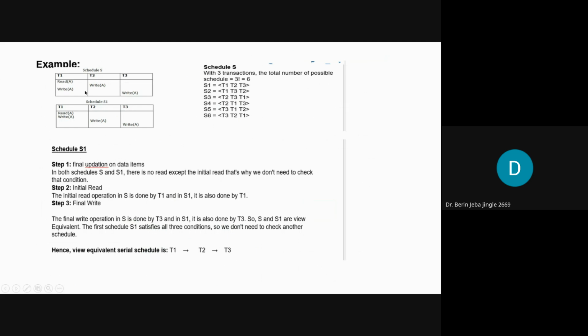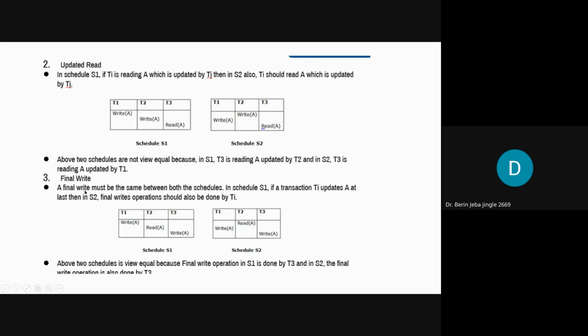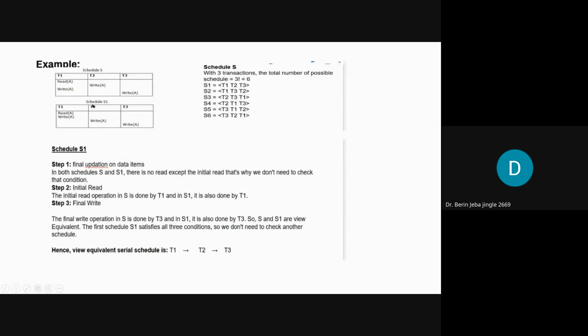Same thing in this table: we have to check whether the three conditions are satisfied in order to form a view equivalent. So first, the initial read. Two schedules are there, S and S1. Here the first transaction's initial operation is read A, and here also the initial is read A. So it is satisfied.